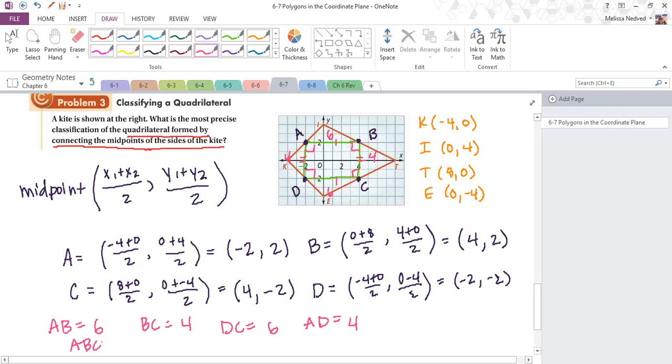ABCD is a rectangle. Not a square because my side lengths are not all the same, so we stop there with rectangle.